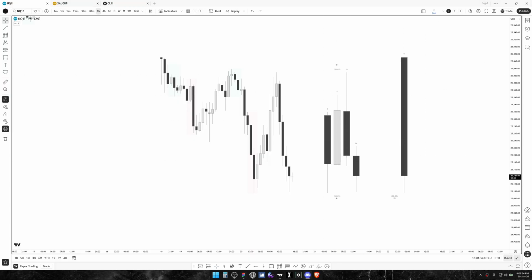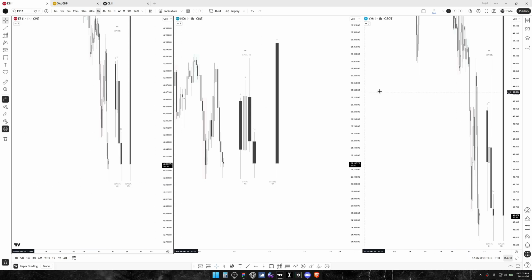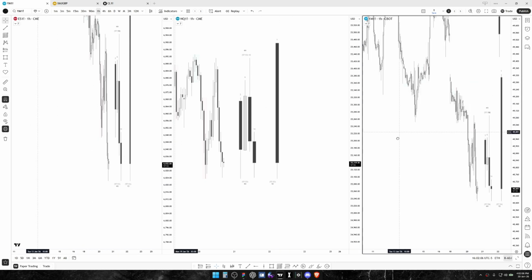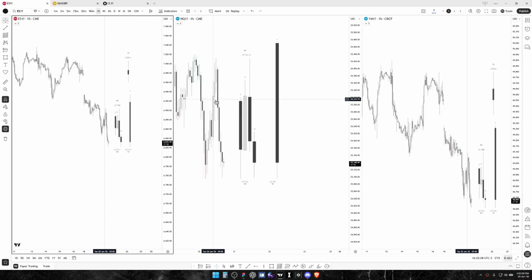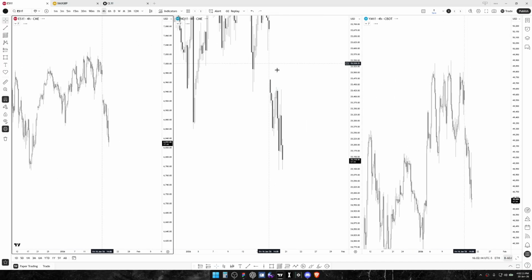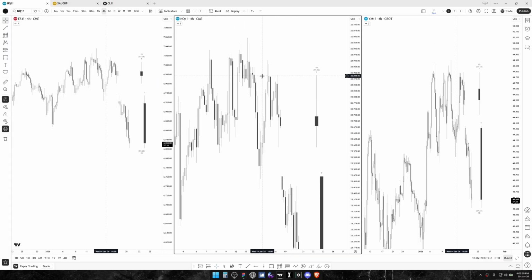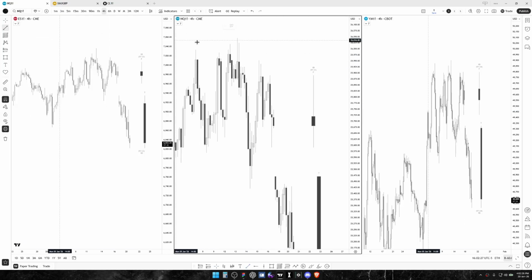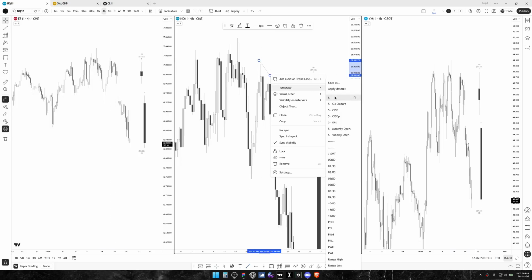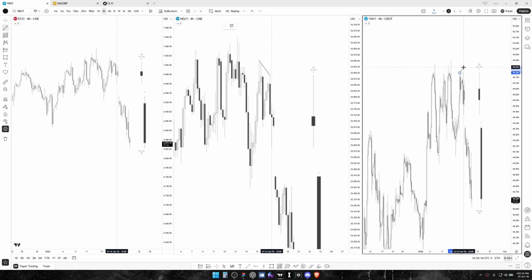So SMTs are very simple. You're going to be using different assets, like YM and ES. They're correlated assets, so they should be moving the same direction. If you see some type of crack in correlation between these two assets, like in this example, you see how NQ over here didn't take this high from the swing, but ES took this high from the swing.